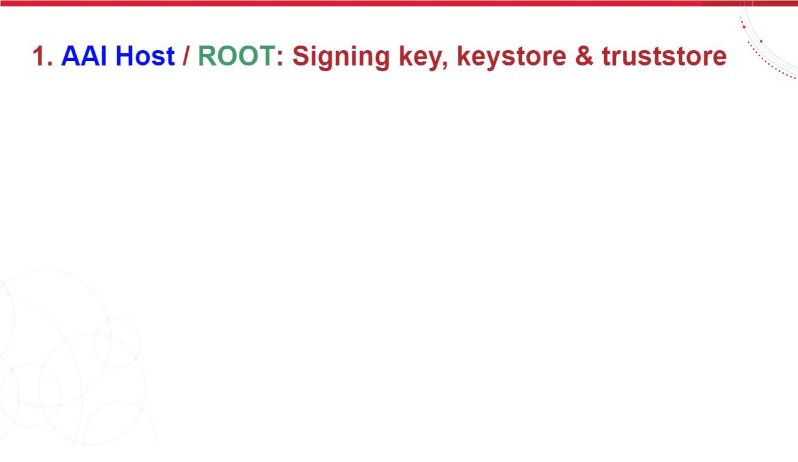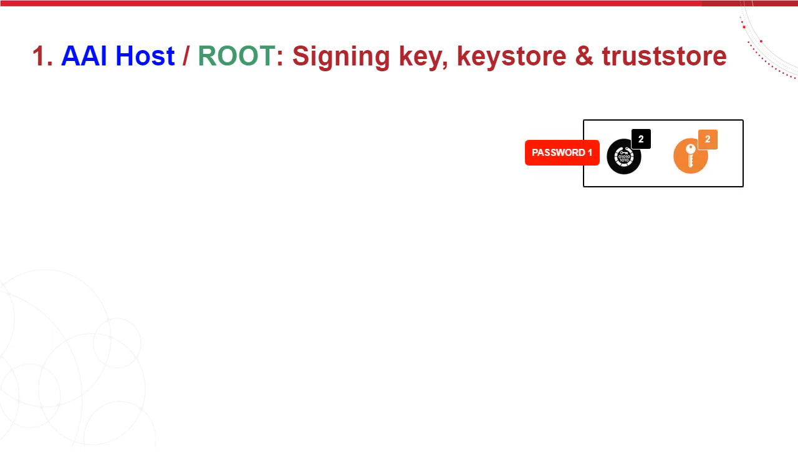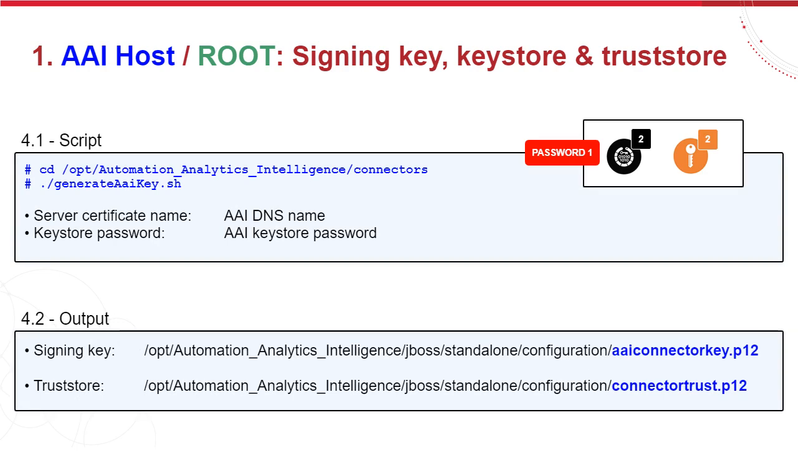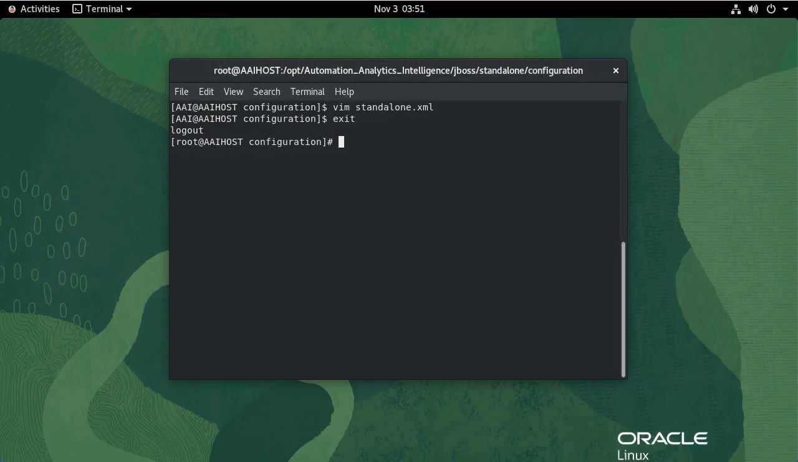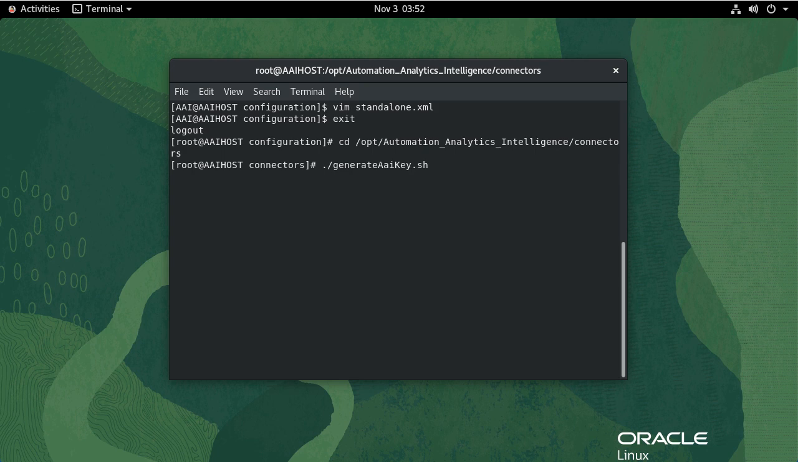We move on to TLS SSL for the connectors. We need to issue certificates to every framework-based connector. We need a signing key, key store, and a trust store to authenticate remote systems. We generate using the generate-AAI-key.sh script found in the connectors directory. The certificate name should be the name of the AAI host. The password should match the password of the AAI key store.